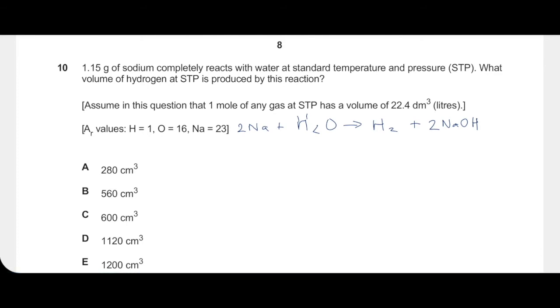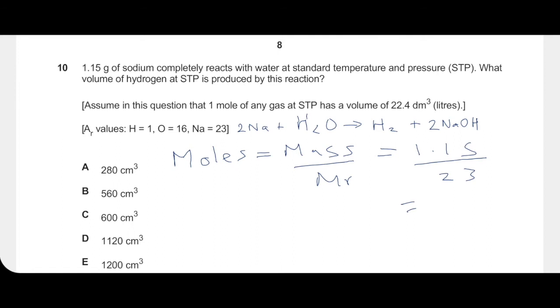Step number 2 is working out the moles of sodium. So to calculate moles, we need to use the formula moles is equal to mass over Mr. So in the case of sodium, it's 1.15 divided by 23. And what is that? That is equal to 0.05.